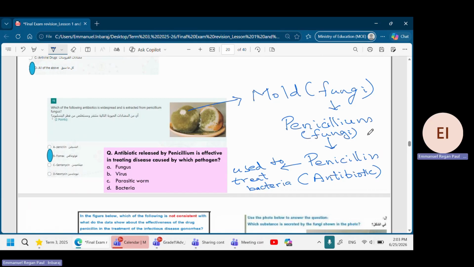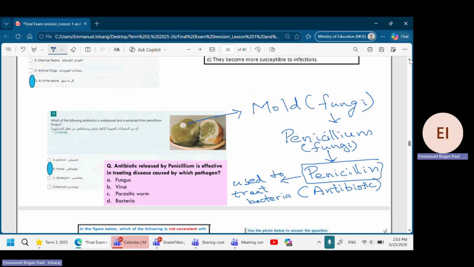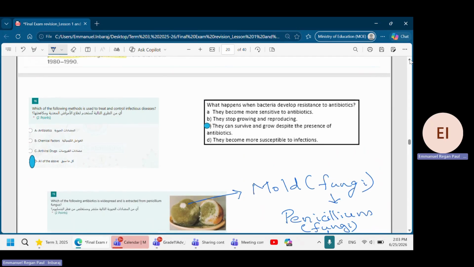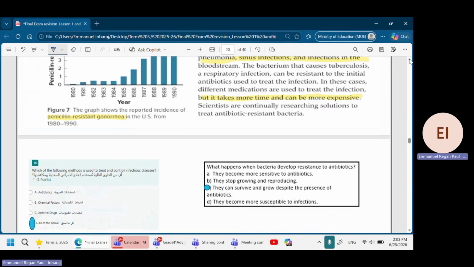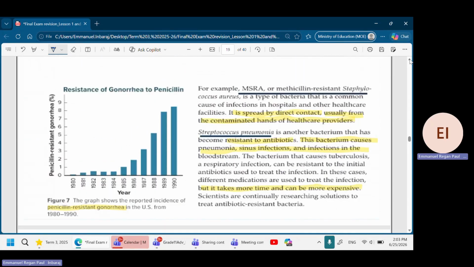But what happens, you see? If we take this antibiotic, yes, we will be killing the bacteria. We will be getting rid of bacterial diseases. But what happens when you take this medicine very often, or in more quantity? What will happen is they become resistant. That means they will not respond. The bacteria will not be killed. So that is what is given here.